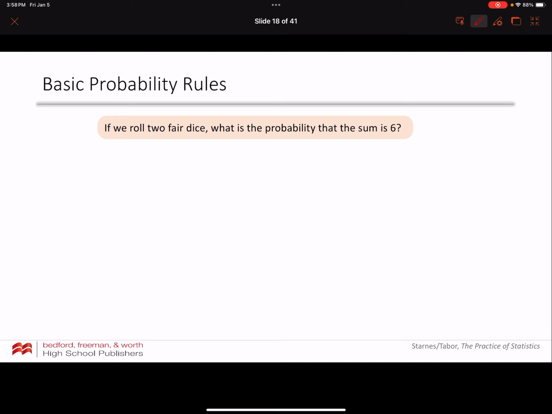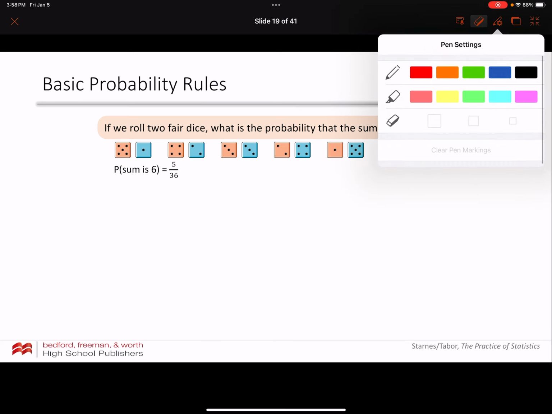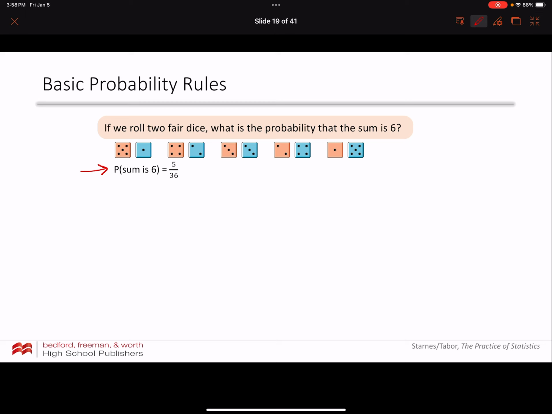If we roll 2 fair dice, what's the probability that the sum is 6? We already looked at this, right? Here are all the possible outcomes when I roll 2 dice that give me a sum of 6. So the probability that the sum is 6 is 5 out of 36. Notice this notation. You're going to be expected to write using this notation, and be able to read it and know what it means.